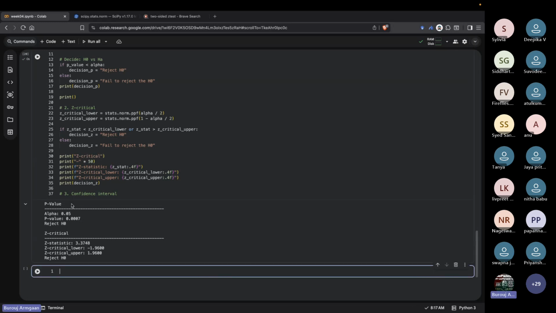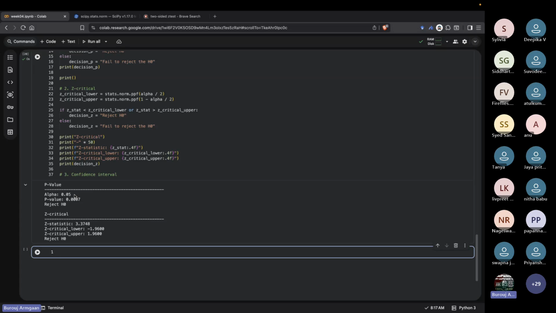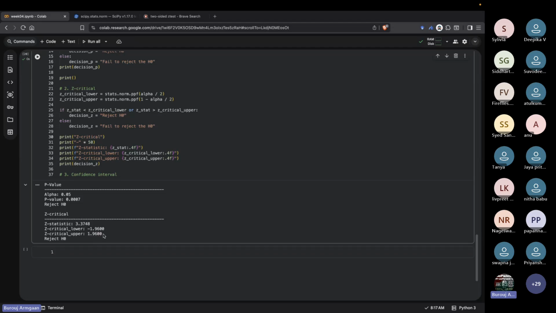Okay, so these are the results based on our p-value. These are the results based on our z critical. In either case, we see that the z statistic is outside this particular window, that is, it is greater than this side. And in this case, the p-value is much less compared to the alpha. So in either case, we have rejected the null hypothesis.